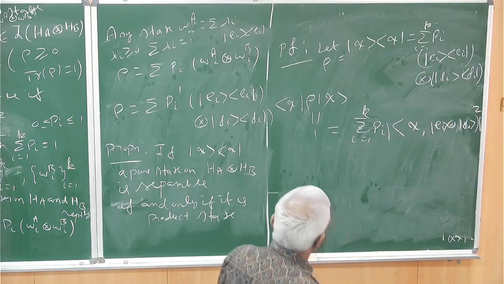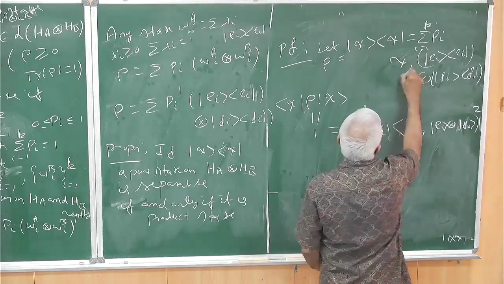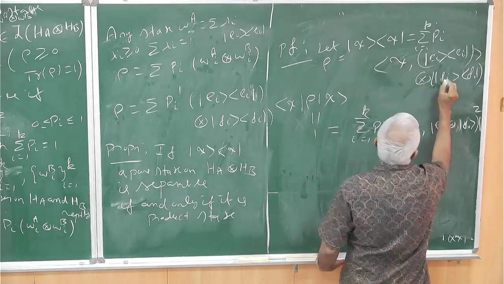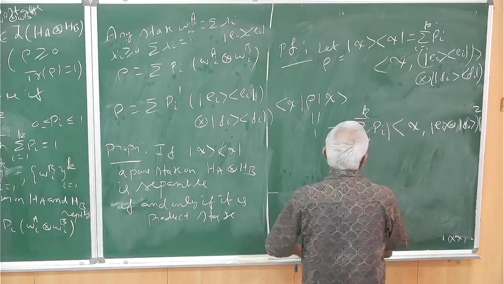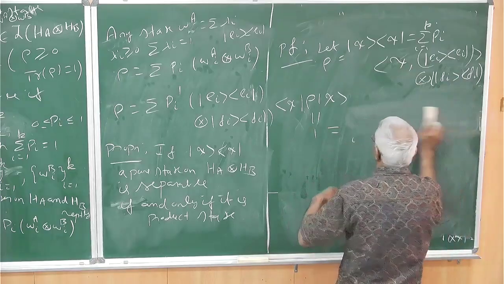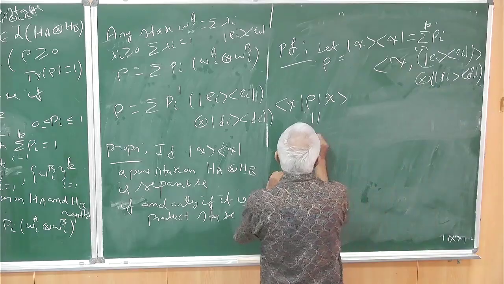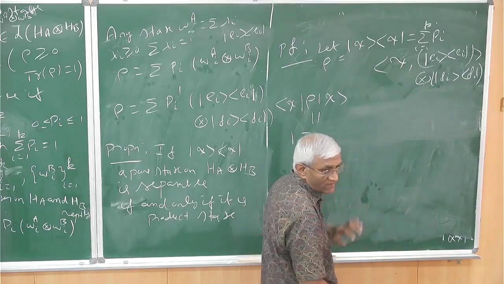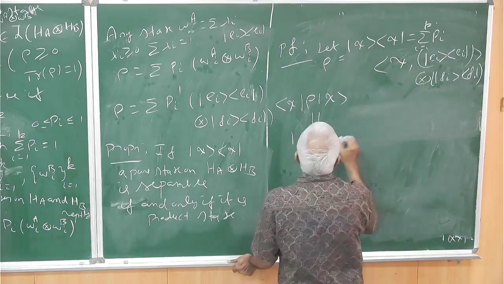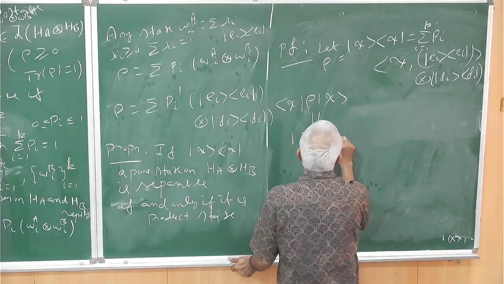Right? You have chi here, and you have chi here. I will write it. This is equal to 1. This side is 1, of course. If you take the inner product with chi, this side is 1. And on this side you get the summation of p_i.